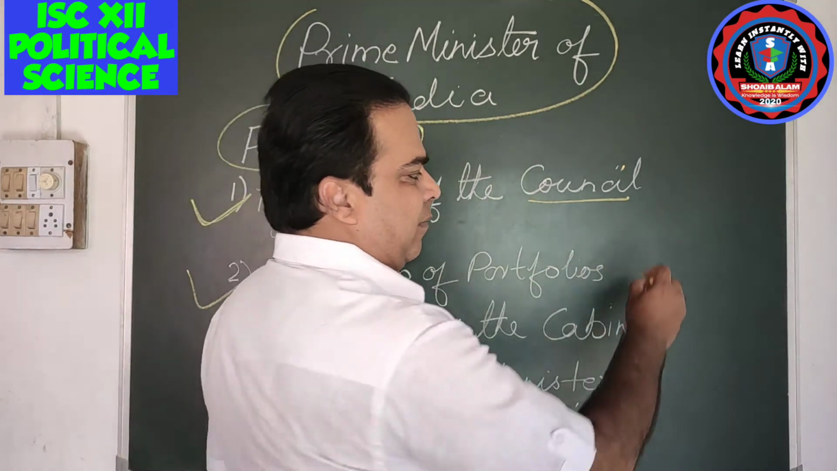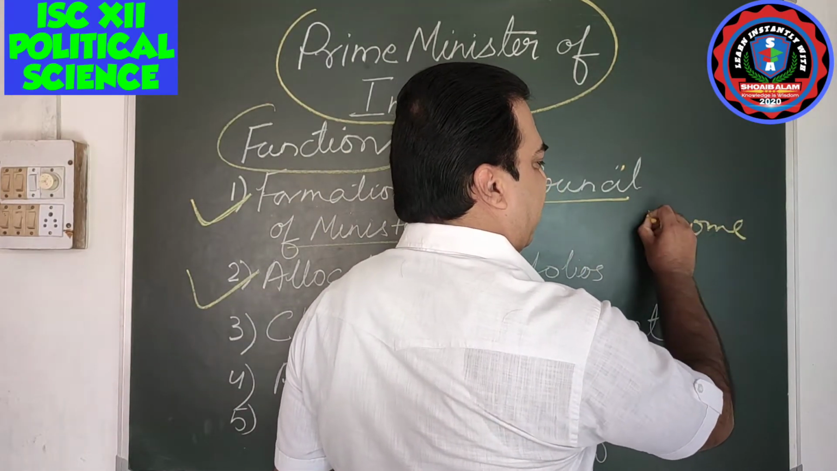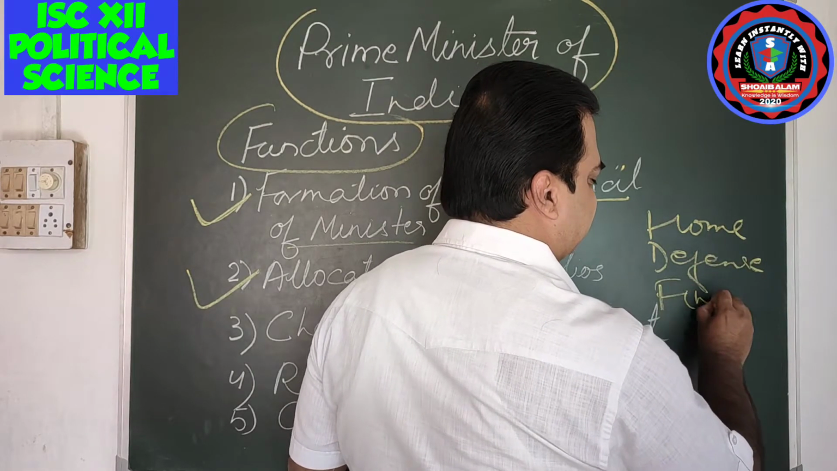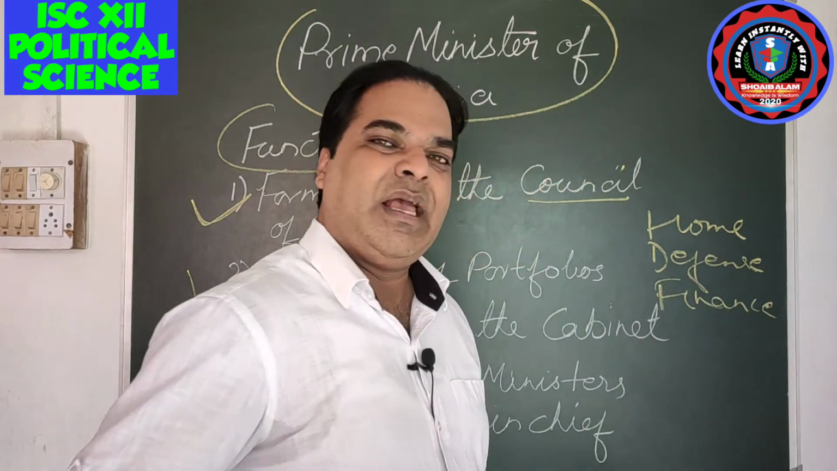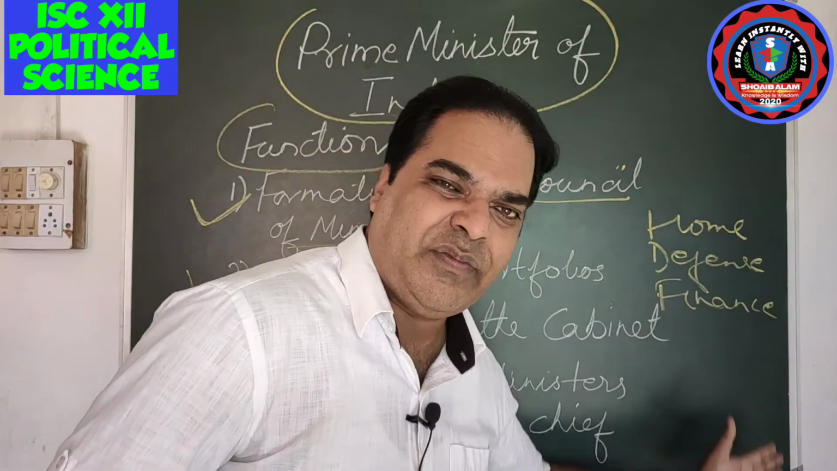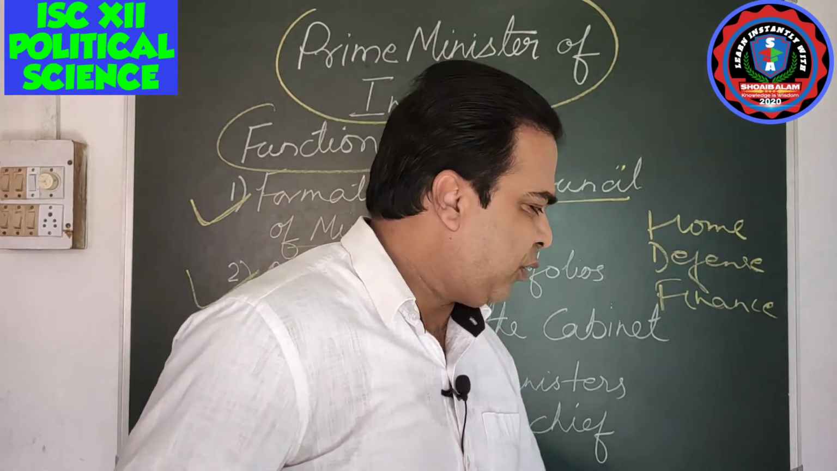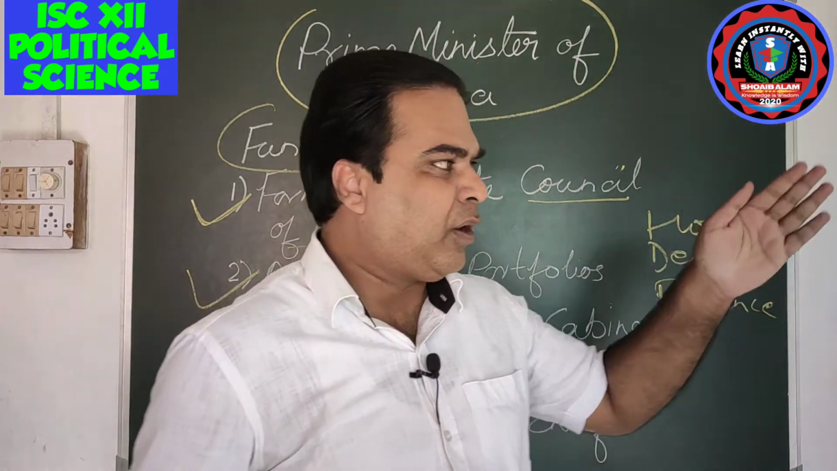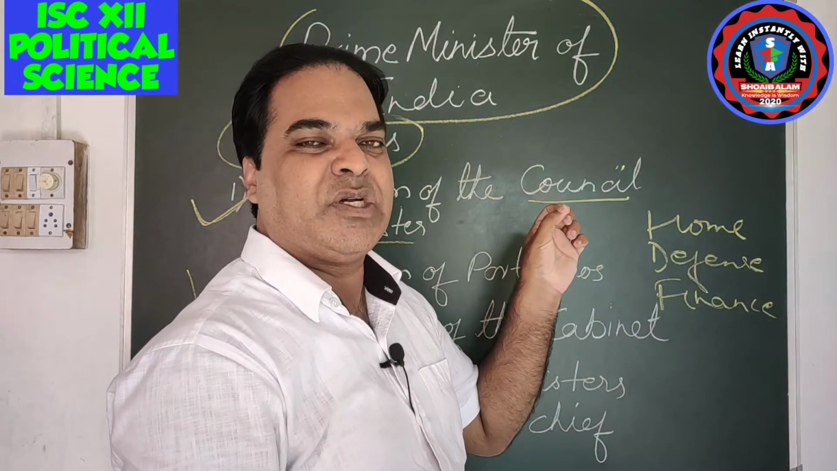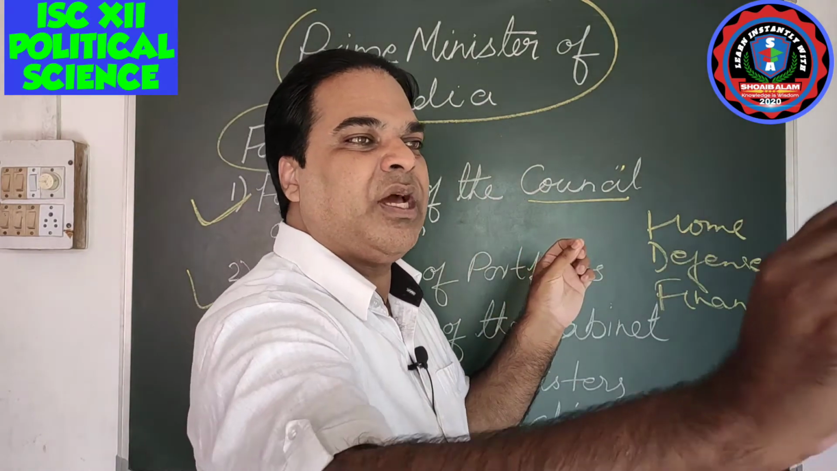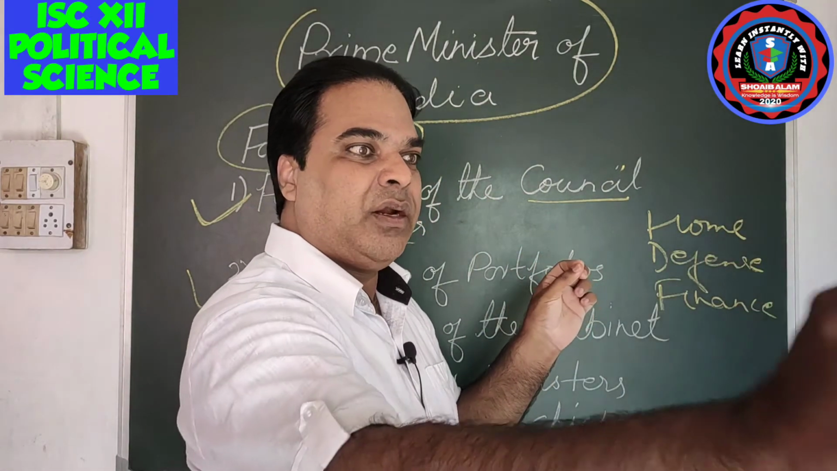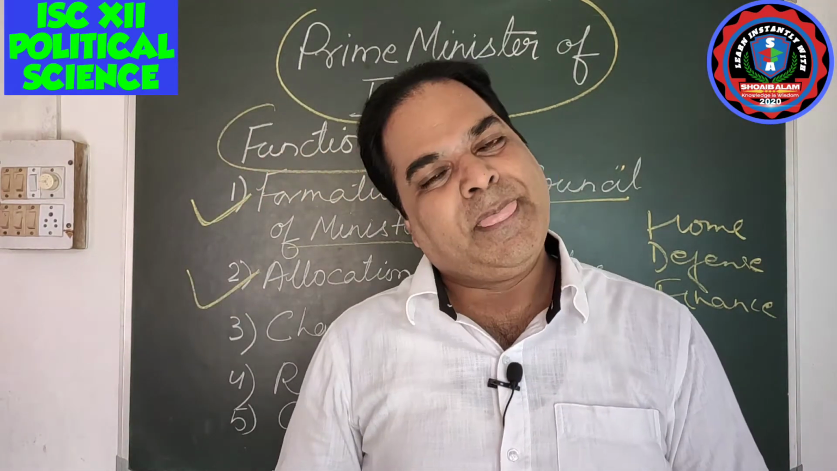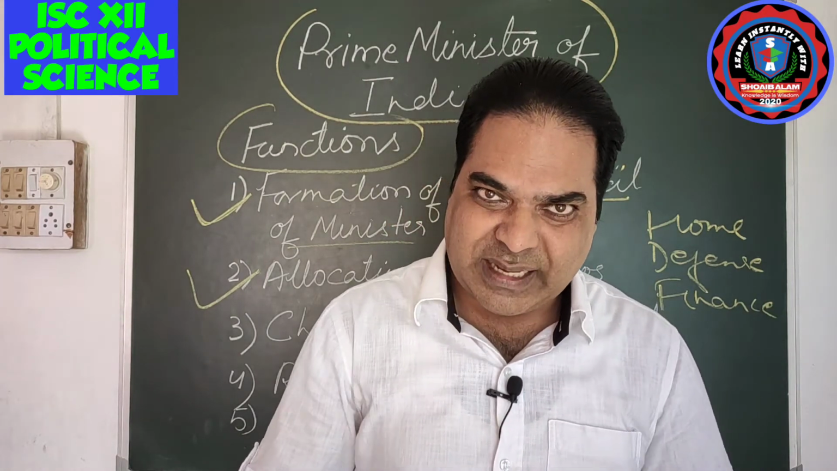Suppose the home ministry is there, defense is there, finance is there. In the same way, the sports ministry is there, the railway ministry is there, and so many other ministries are there. Whom to give? Number 1, finance ministry to this person; number 2, home ministry Sri Amit Shah; number 3, defense ministry Dr. Rajnath Singh. This way the allocation of portfolios is decided by the Prime Minister.